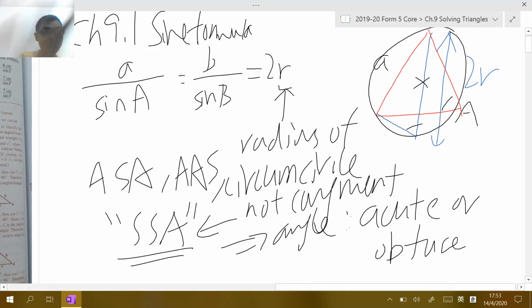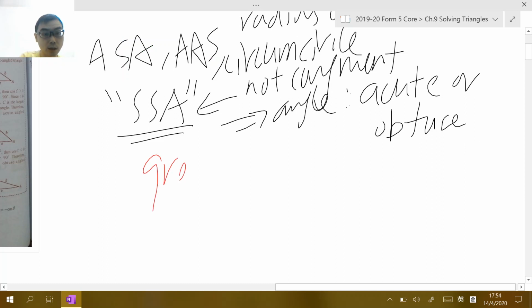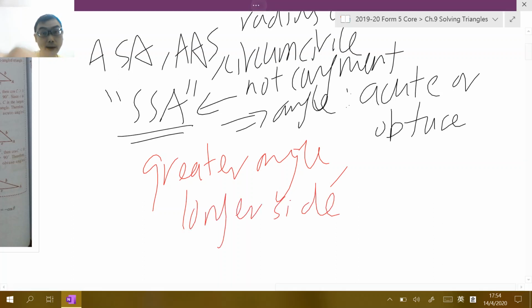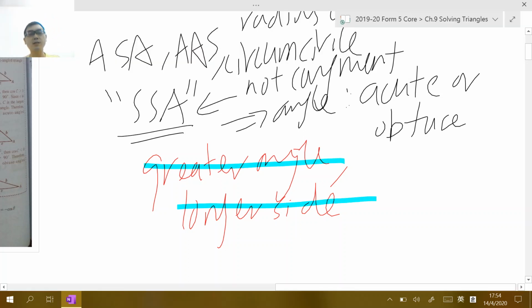So I would like to recall once again the rule: the greater angle has the longer side. You should always keep in mind this idea to see whether the answer that you find from the sine formula is suitable for your situation. Always remember to use this rule to distinguish whether you have to keep both answers.